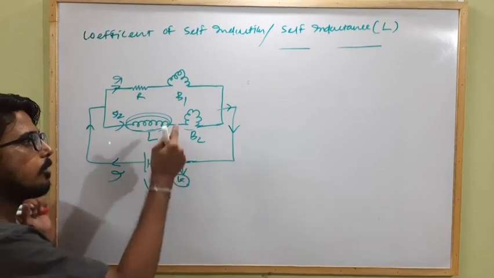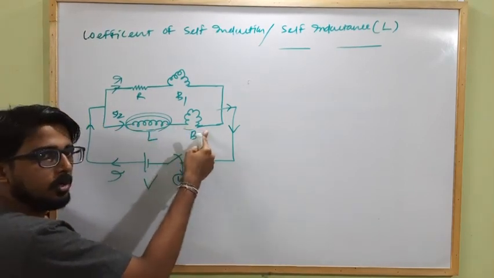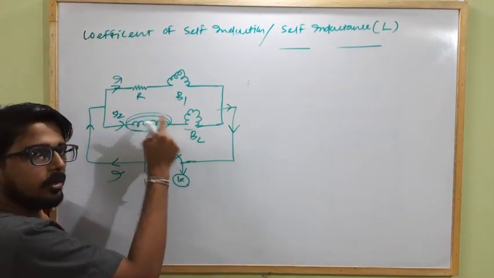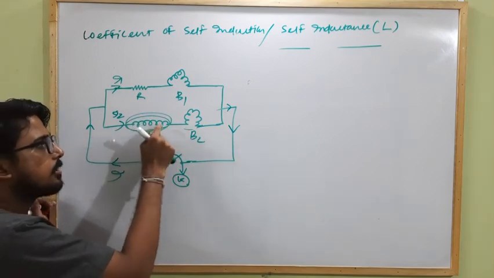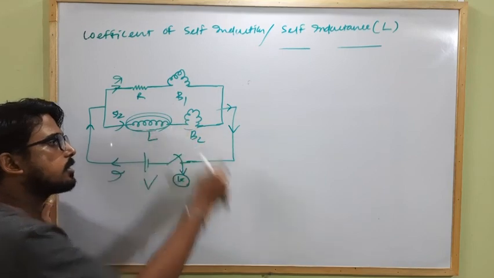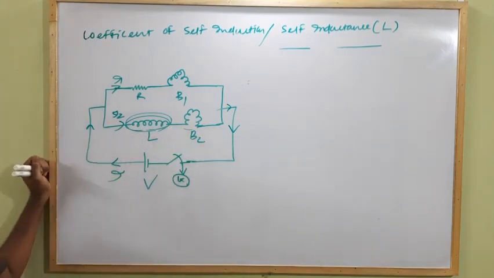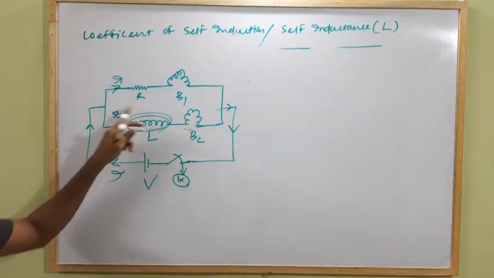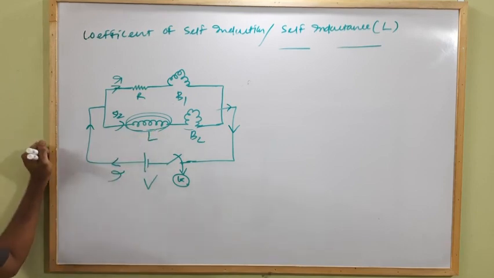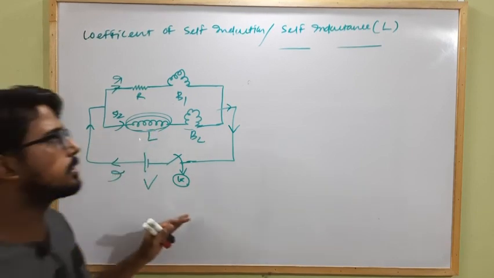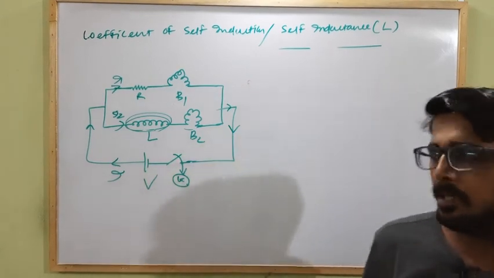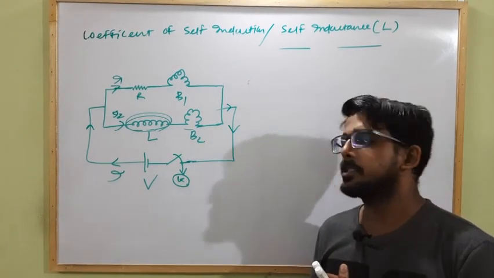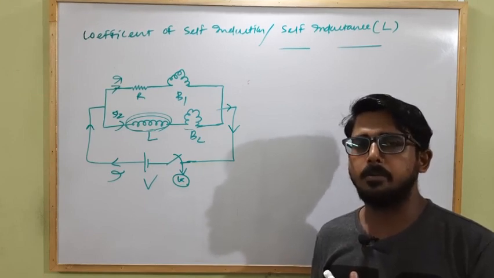Clear? The bulb B2 glows slowly due to self induction, and also when the current starts to decrease in this branch, it opposes again, and due to which the bulb B2 stops glowing slowly. This is because of the effect of self induction of this inductor. Clear? So this is what we studied: self induction, what is self inductance, the unit of self inductance, and how we can experimentally demonstrate the effect of self induction.